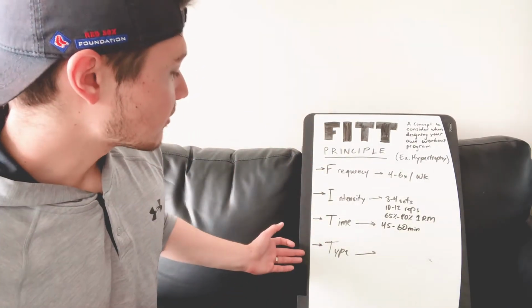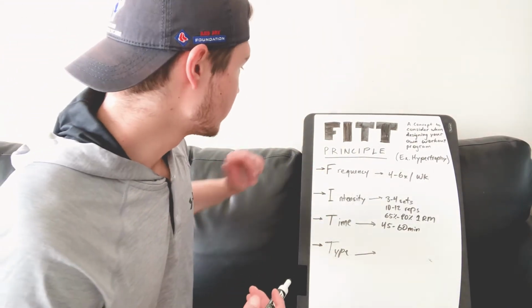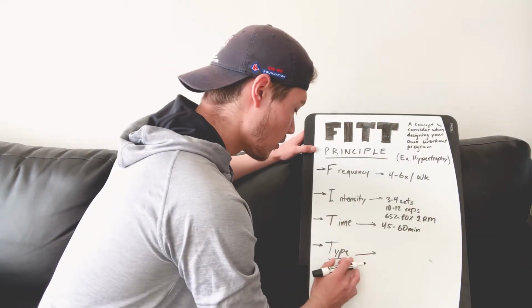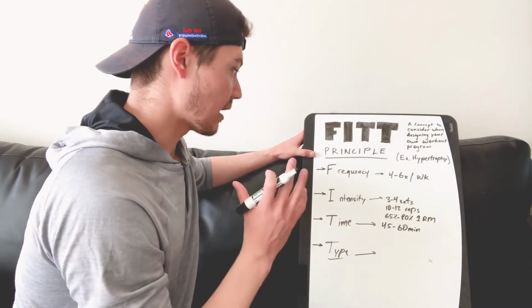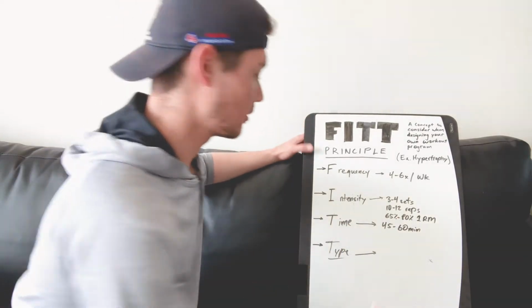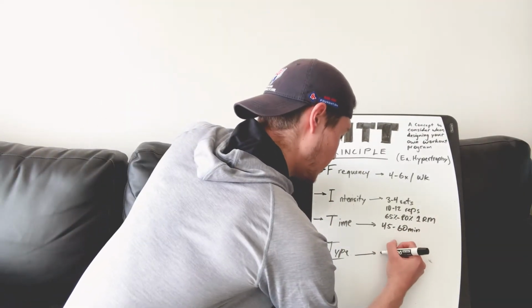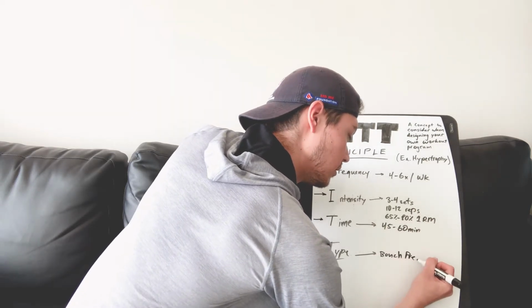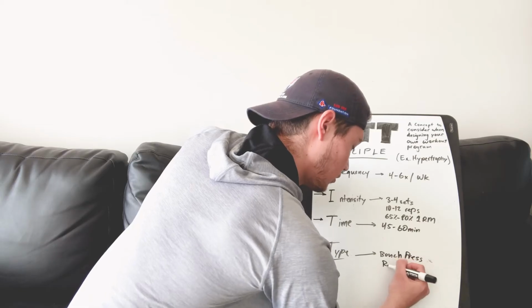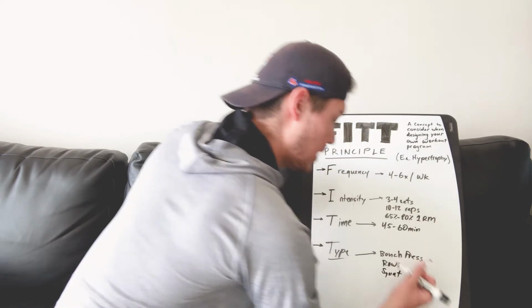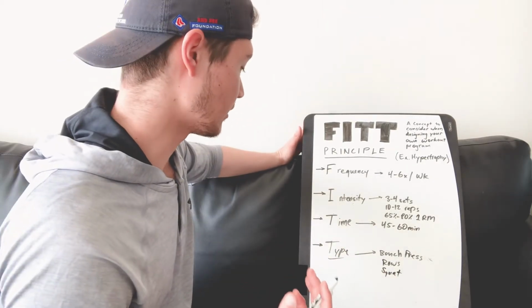So the last FITT principle acronym, type. So the type of exercise, again, depending on our goal, if we're working on hypertrophy, it's going to be strength building exercises. So things like bench presses, rows, squats, any variation of upper and lower body exercise.